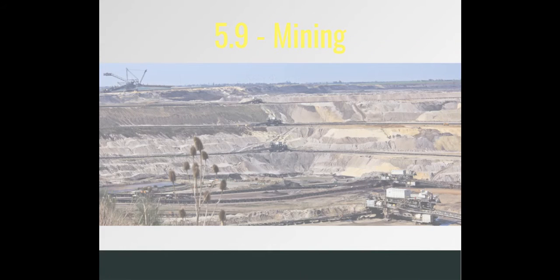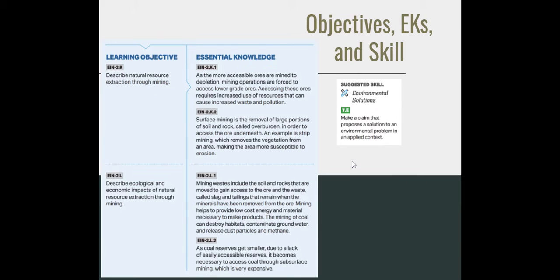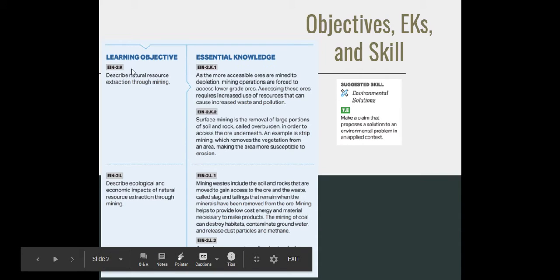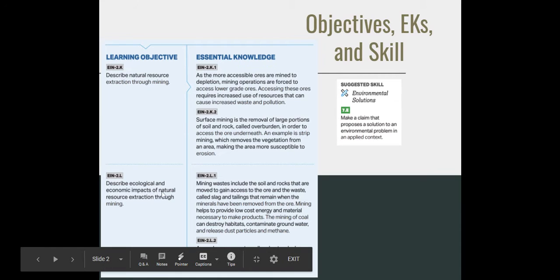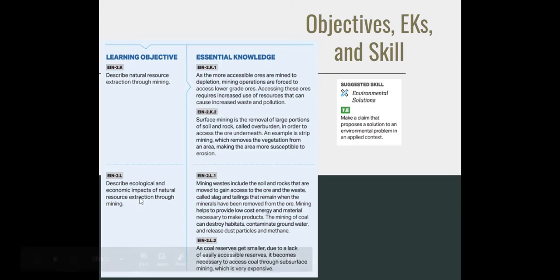Hello. Today we're doing the ninth lecture in the Land and Water Use unit. This one is 5.9 on mining. So the objectives here are to describe a natural resource that is extracted through mining and to describe the ecological and economic impacts of natural resources being removed by mining.